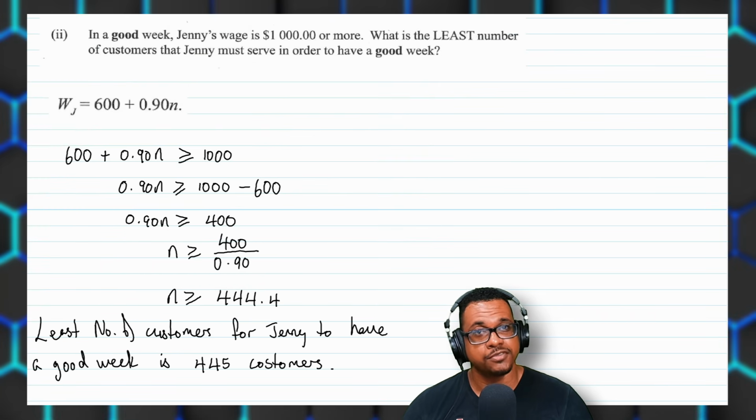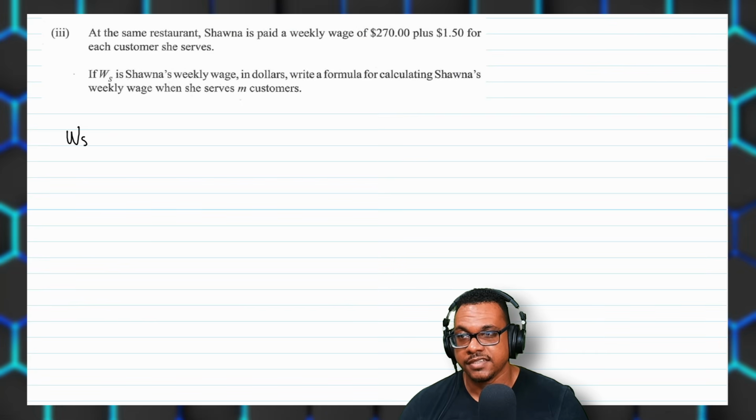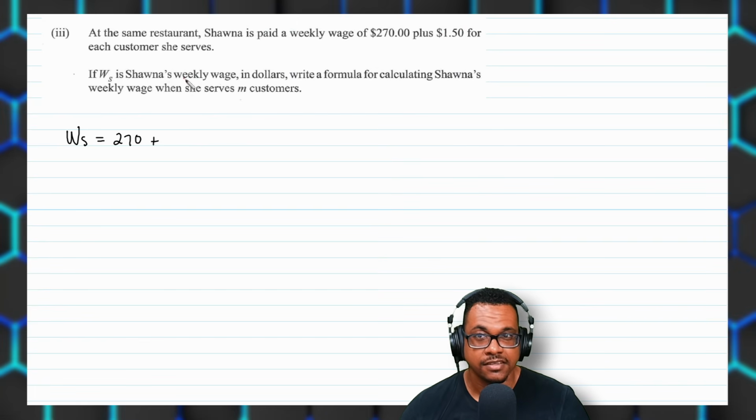So now if you look at Shauna, we just follow the same pattern. All right, so she earns $270 no matter how many customers she serves. So W_S is $270 so far, plus, all right, $1.50 for each customer. We say that the number of customers she serves, calculating Shauna's weekly wage when she serves M customers. So for Shauna, the number of customers is M and not N. So that'll be M, the number of customers, times the amount of money she gets per customer. So that's $1.50 times M, or 1.5 times M.